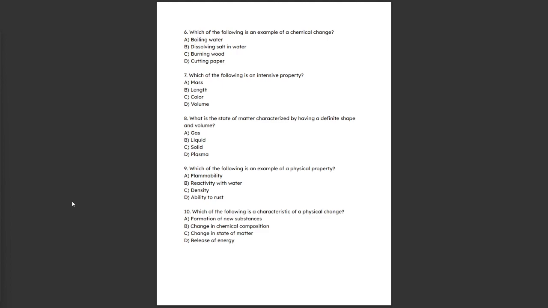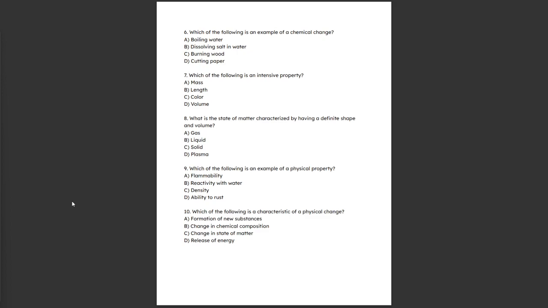Reactivity, again, when you see reactivity, you know it's chemical. Reactivity of water, we know is chemical. Ability to rust, rusting is reacting with oxygen. We know that's chemical. Flammability, anything burning is a chemical reaction. We can deduce its density.